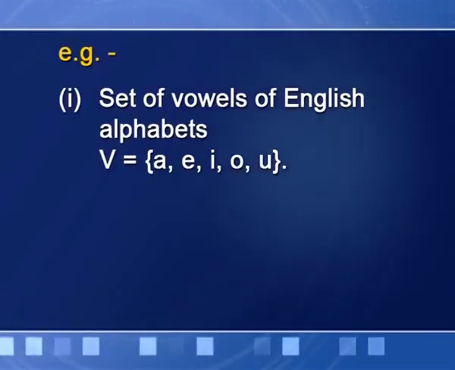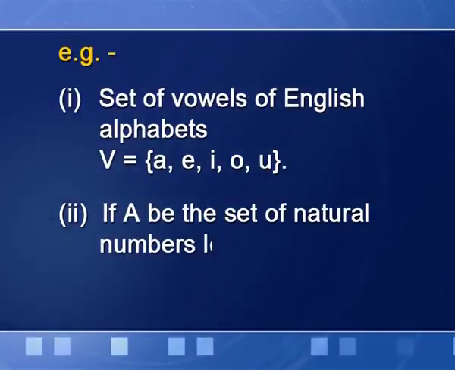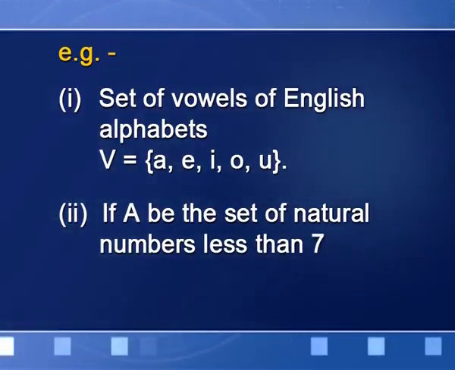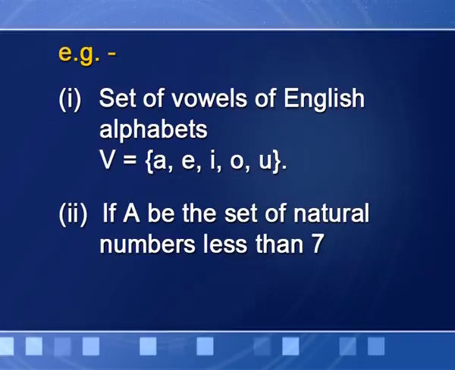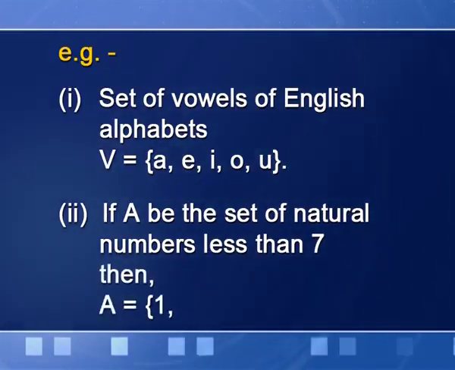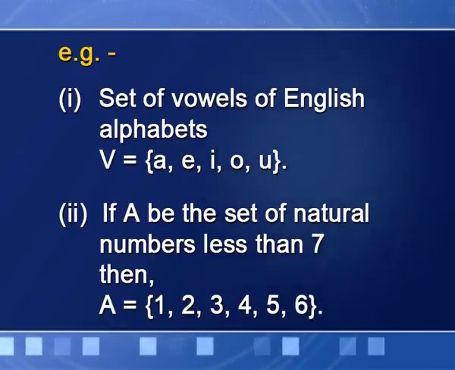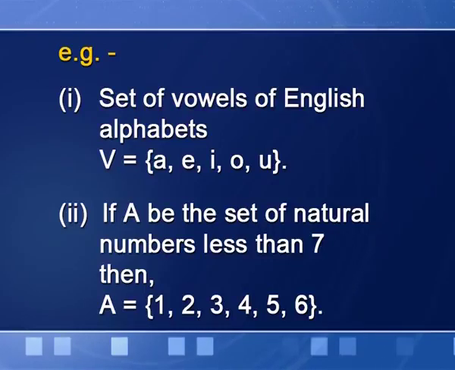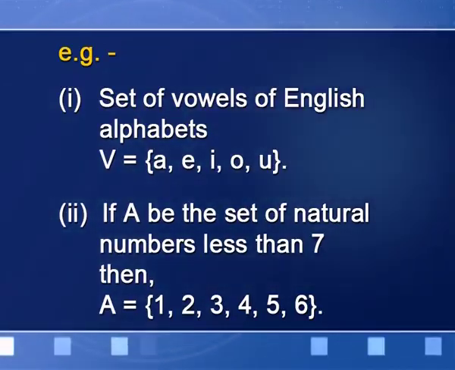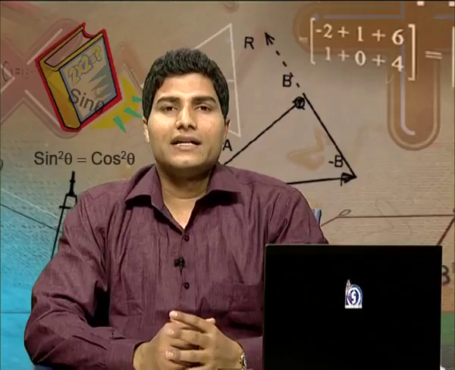Let us take one more example. If A is the set of natural numbers less than 7, then friends, we will have 1, 2, 3, 4, 5 and 6. 7 is not to be included because we are taking the numbers less than 7. So writing these 6 numbers by separating them with commas and enclosing them in curly brackets will be the roster form of this set.